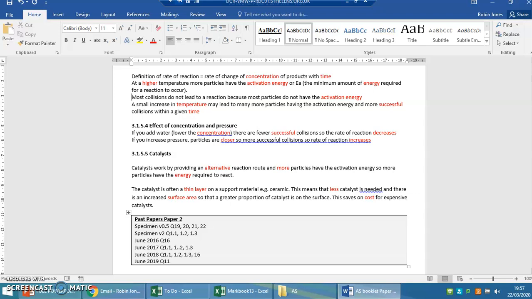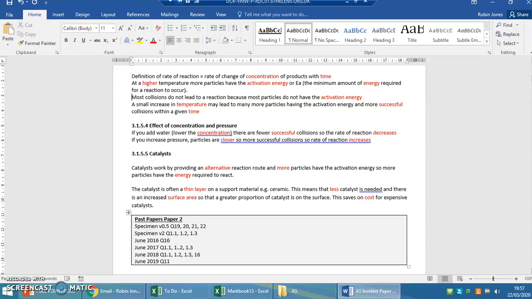A catalyst is often a thin layer on a support material such as ceramic. You only need the catalyst on the outside. Catalysts tend to be expensive, and this means that less catalyst is needed, and there's an increased surface area, so a greater proportion of the catalyst is on the surface, and it saves on cost.